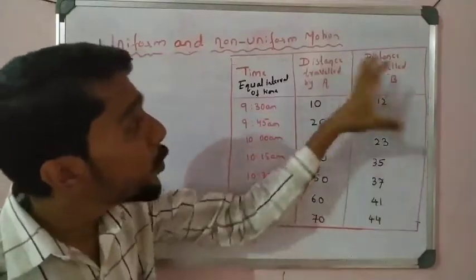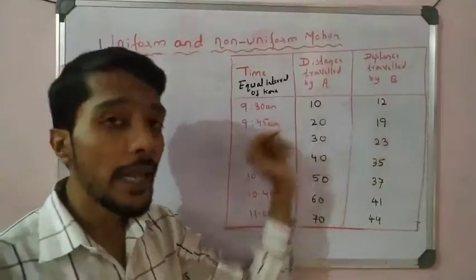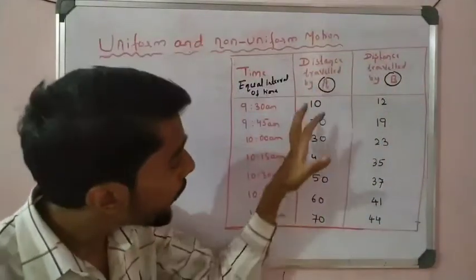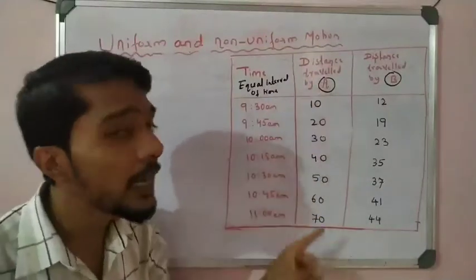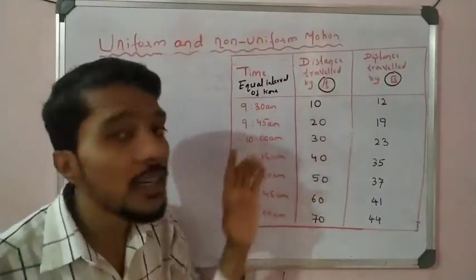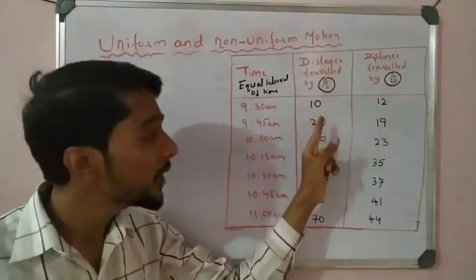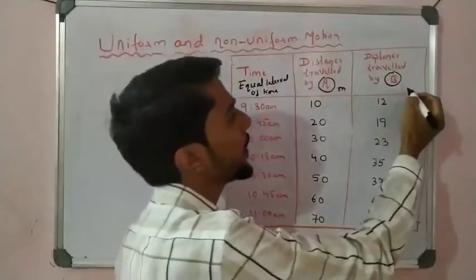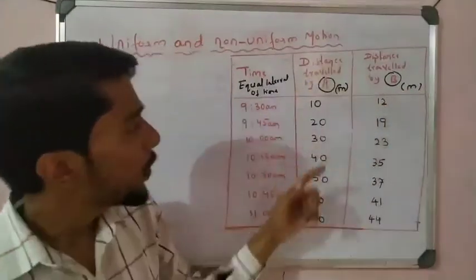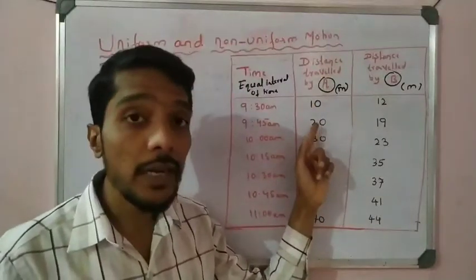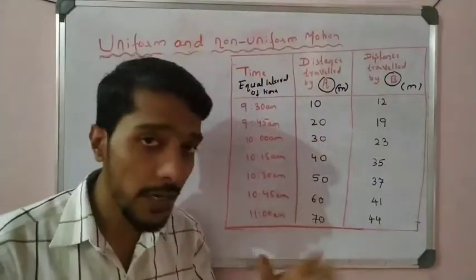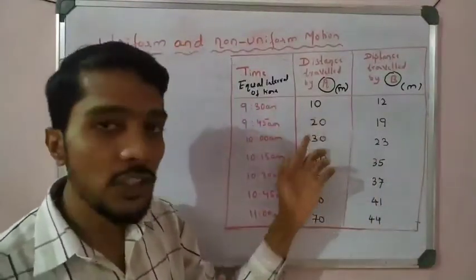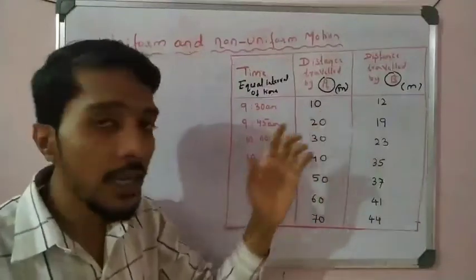Now let us see, two particles are taken. One is particle A, and one is particle B. First, study the motion of particle A. See here, the particle changes the distance traveled. The distance is in meters: first 10 meters, then 20 meters, 30 meters, 40, 50, 60, 70. We observe that the particle is in motion, because the distance is changing, 10 to 20, 20 to 30. So particle A is in motion.